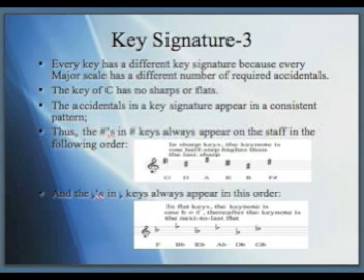Every key has a different key signature because every major scale has a different number of required accidentals. The key of C has no sharps or flats because of that half step between E and F and B and C that's embedded in the structure of the staff and the piano keyboard. The accidentals in a key signature appear in a consistent pattern. Thus, the sharps in sharp keys always appear on the staff in the following order. You've got to memorize this order. The flats always appear in this order. You've got to memorize this.